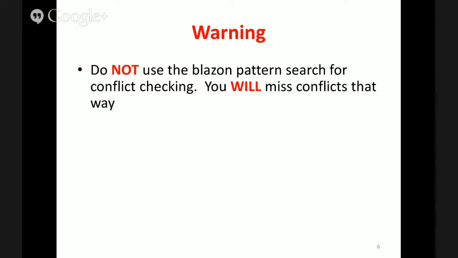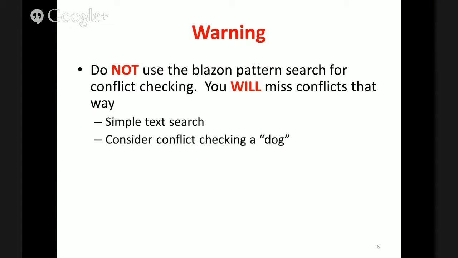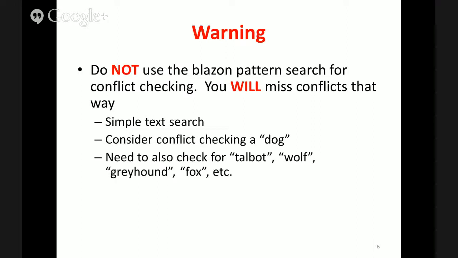There's a blazon pattern search form. Do not use it for conflict checking. You will miss conflicts if you try to check with it. It's a simple text search, so consider trying to do a conflict search on a device that has a dog in it. You will need to also check for Talbot, and for Wolf, and for Greyhound, and for Fox, and for 100 other things. So the odds that you will miss a synonym of something are pretty high.